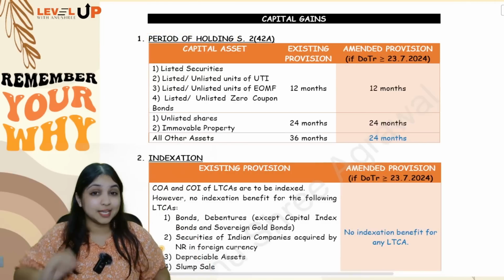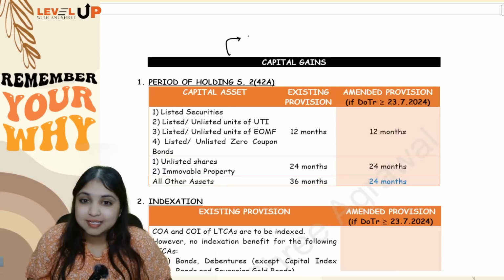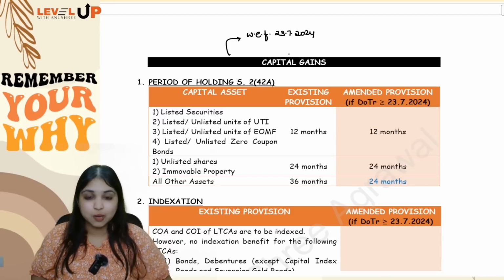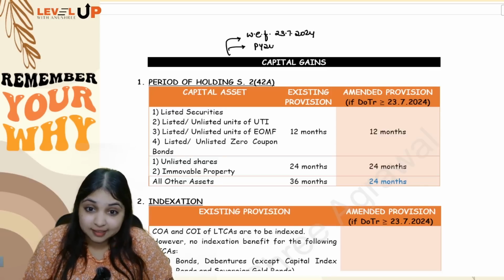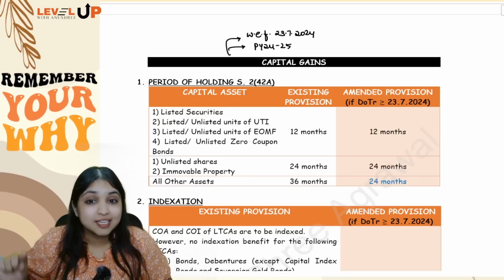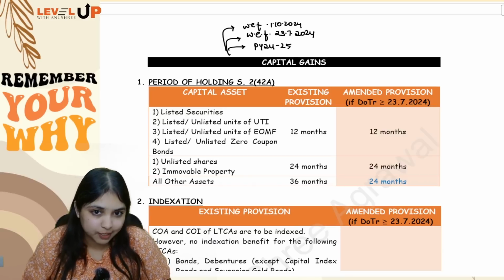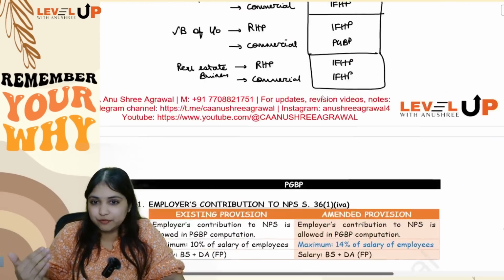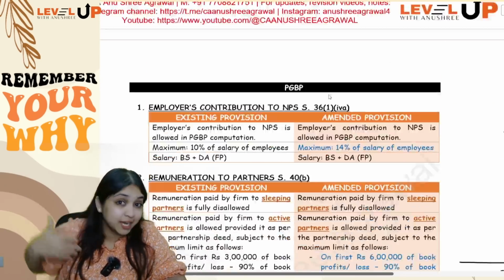One more thing, in capital gains, whatever amendments we learn, all of these amendments are applicable only with effect from 23rd July 2024, because this was the date on which the budget was announced. There is one amendment which is applicable for the entire 24-25, and there is one amendment which is applicable with effect from 1st October 2024. All the other amendments that we've learned till now are applicable for the entire year.